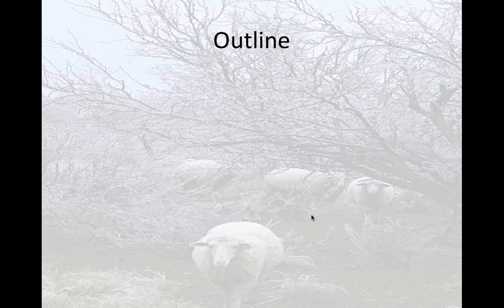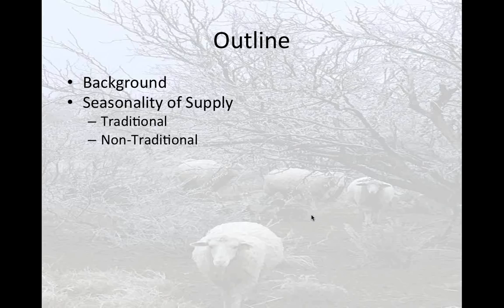There we go. All right, I'm just going to give you a brief outline of what we're going to go over. First, I'm going to give a little bit of background of how the white paper came to be and who was involved in it. And then we'll go into the seasonality of supply. Throughout the white paper and this presentation, we're going to be discussing both the traditional side of the industry and the non-traditional side of the industry as it pertains to both supply and demand.